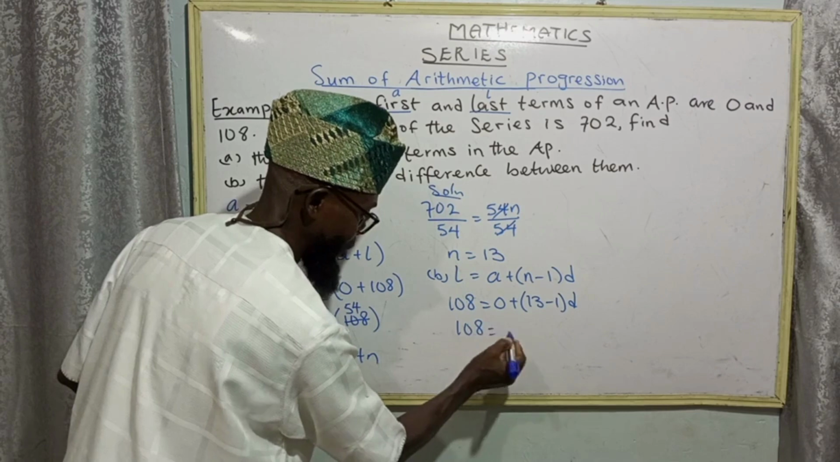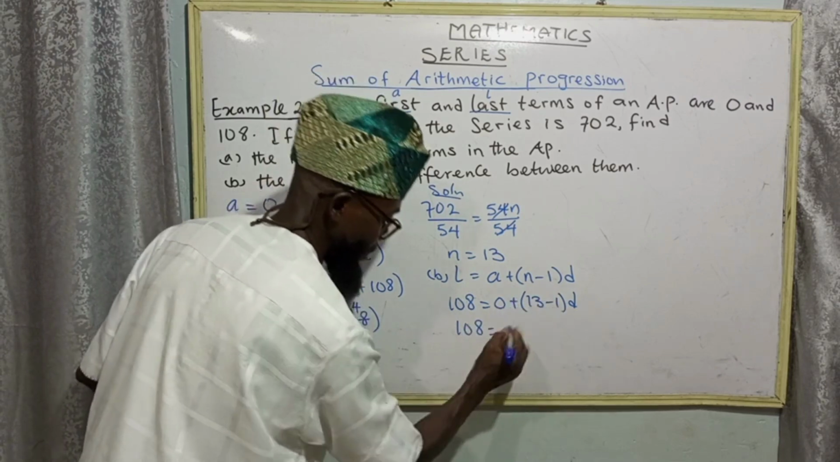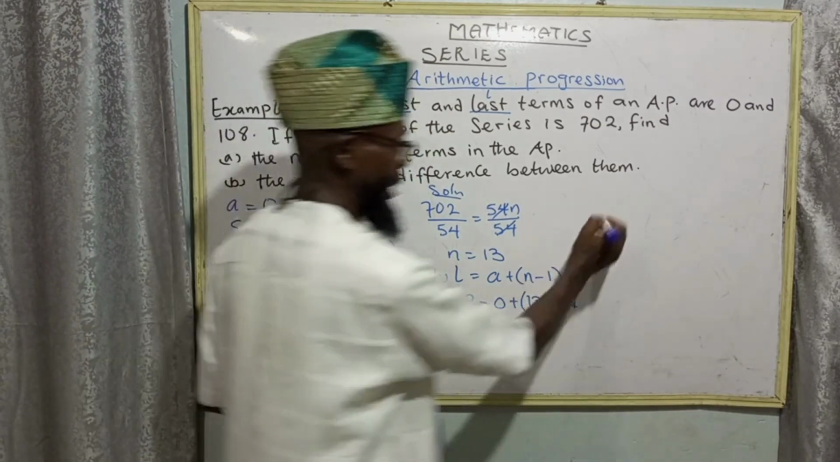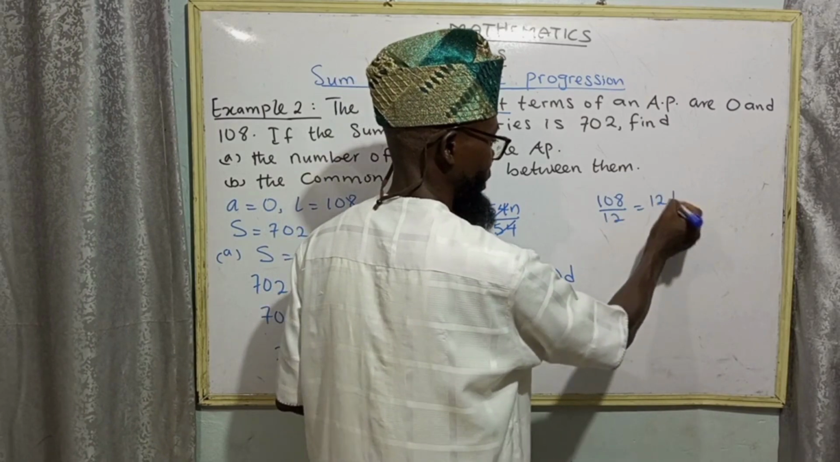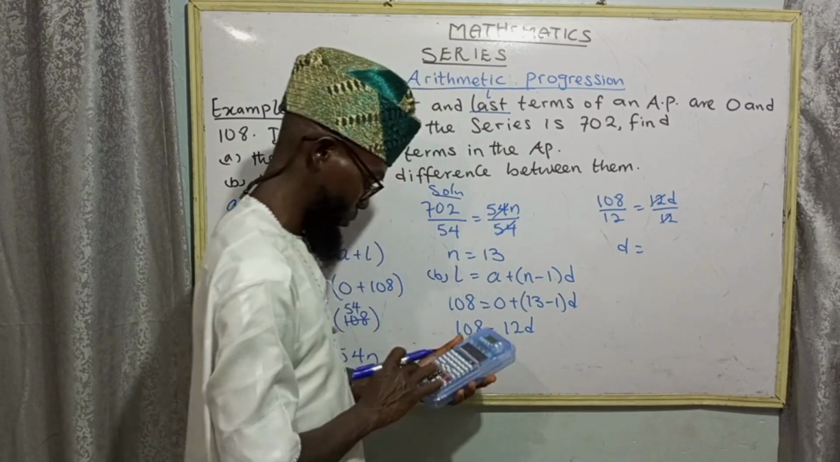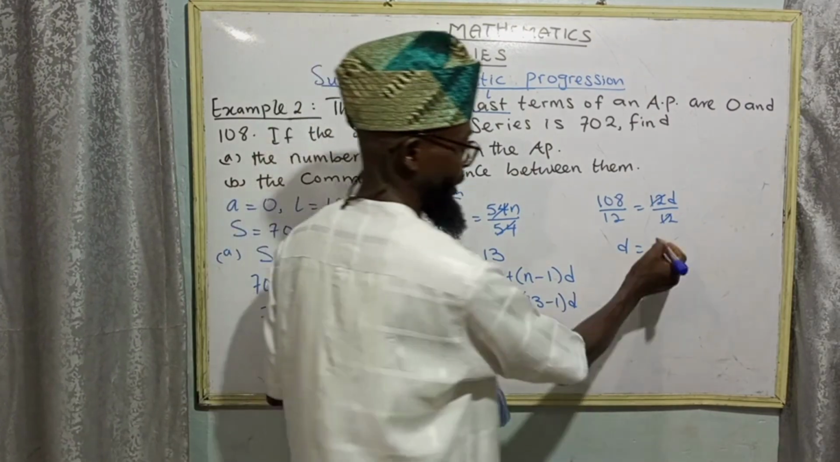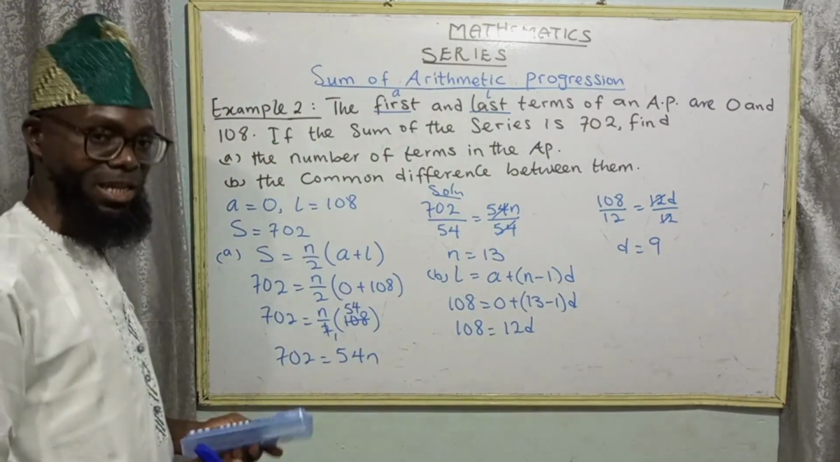108 equals 0, 13 minus 1, we have 12. 12 times d, 12d. Divide both sides by 12. We have 108 divided by 12 equals 12d divided by 12. So d equals, our d equals 9. So using this formula, we arrive at 9.